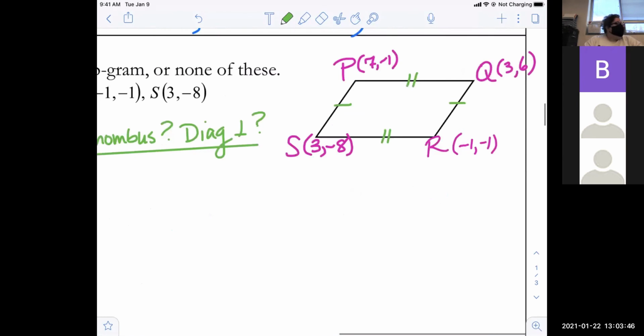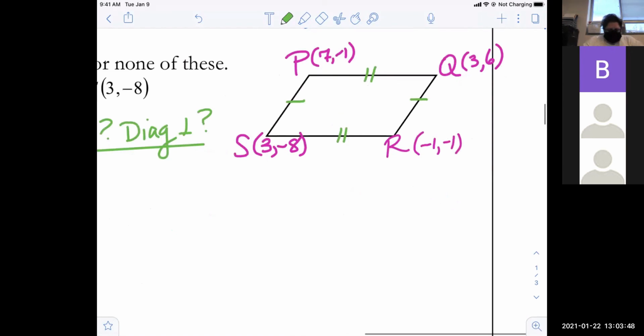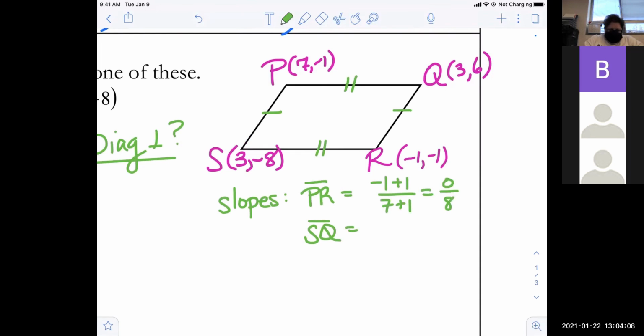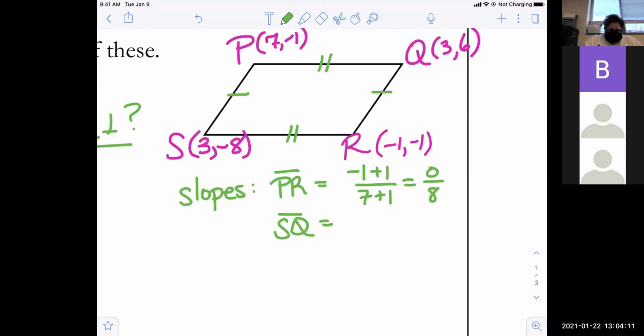Okay, so Madeline, what are our diagonals? What segments are the diagonals? PR and SQ. Okay, so PR would be -1 + 1 and 7 + 1, which is 0/8. SQ is 6 + 8 over 3 - 3, which is 14/0.